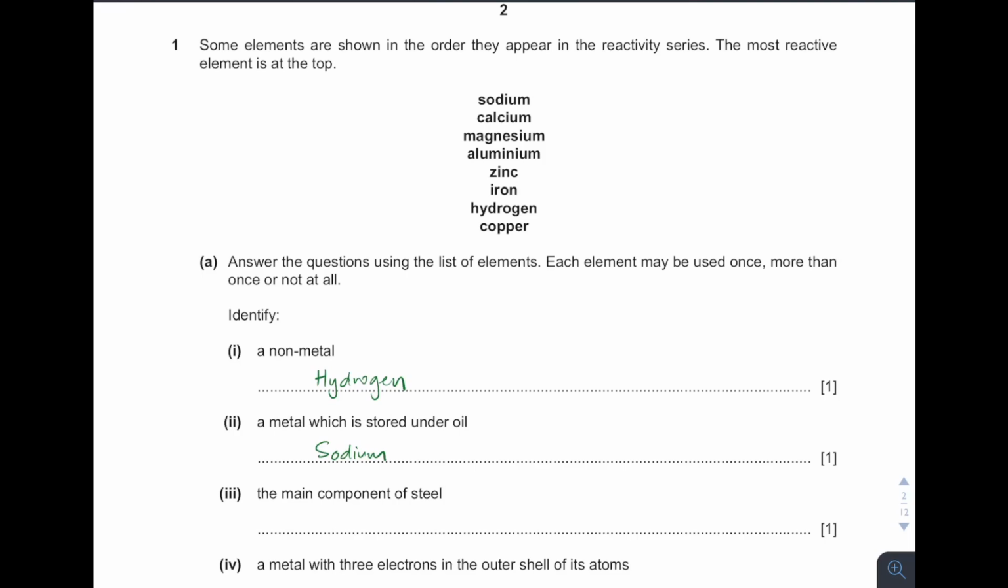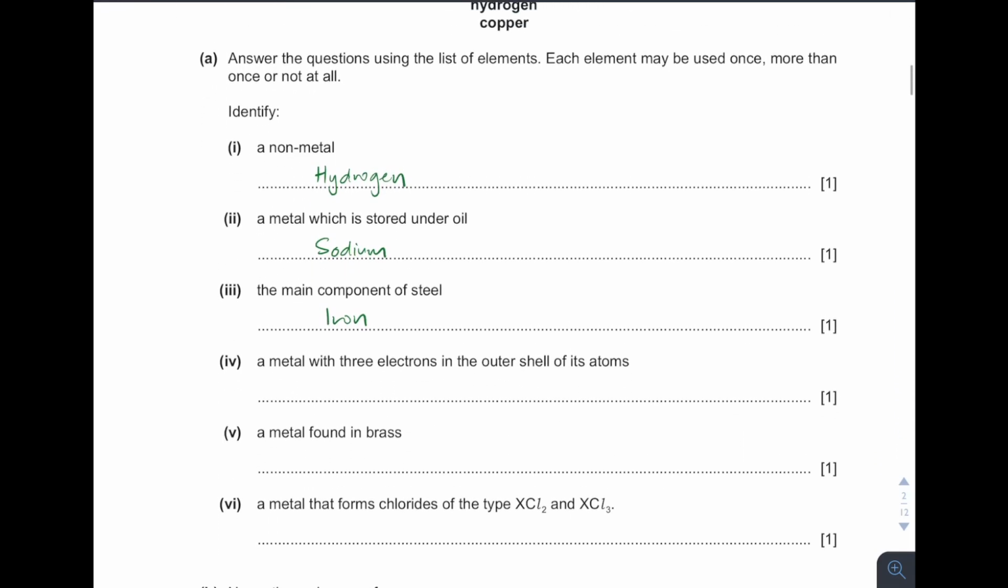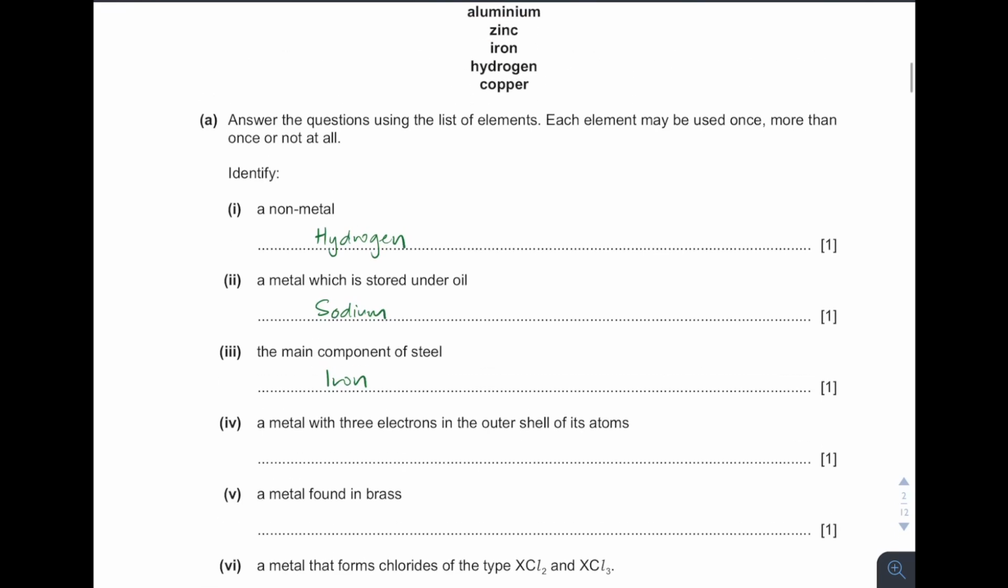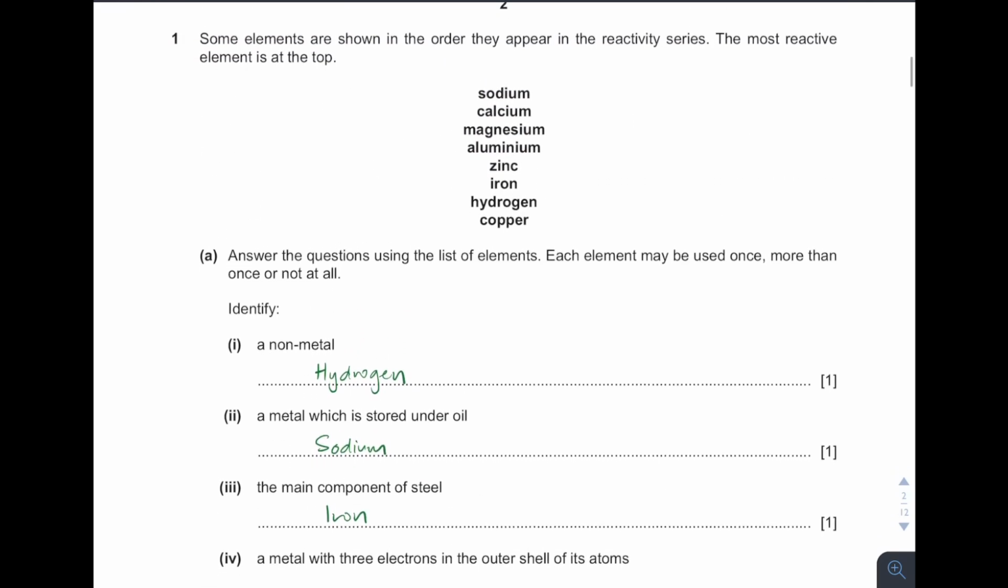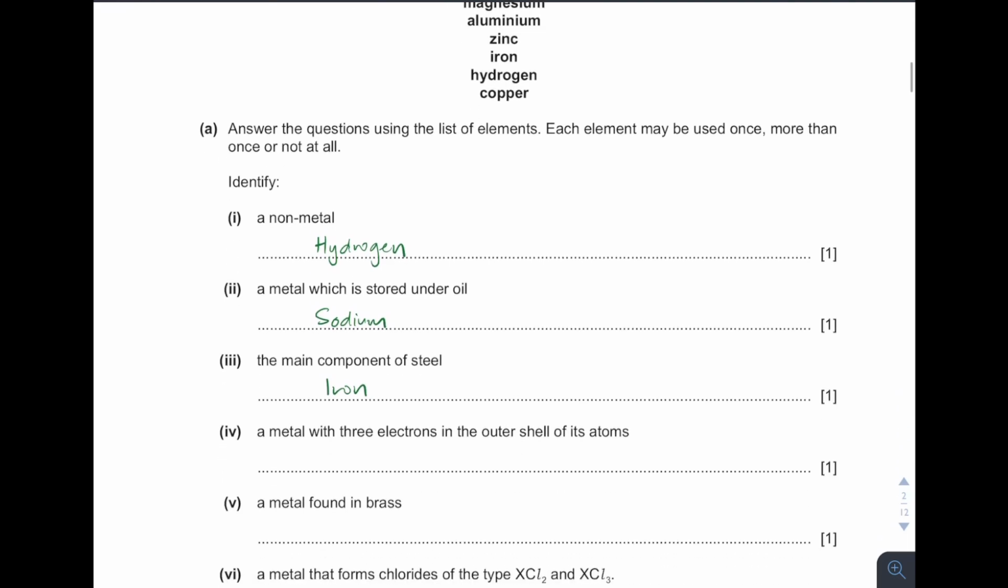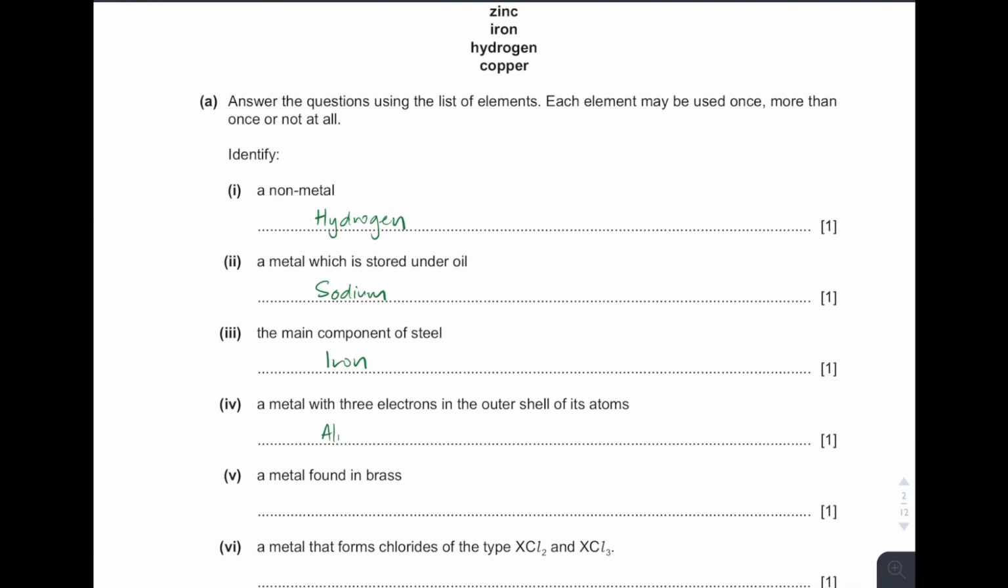Next, the main component of steel. Remember, steel is made of iron. A metal with 3 electrons in the outer shell. See, 3 electrons means it is in group 3. So of all the elements here, which one is in group 3? The answer is aluminium.